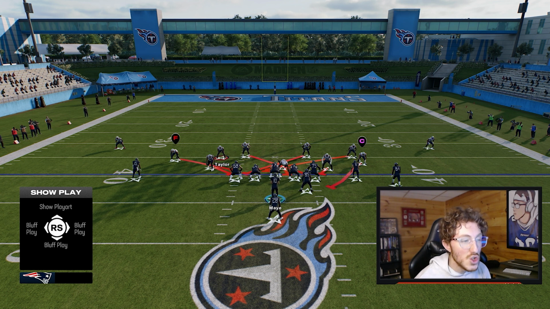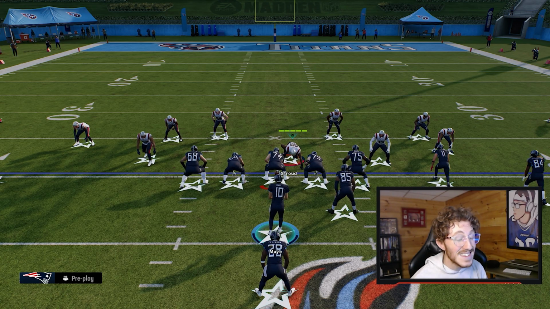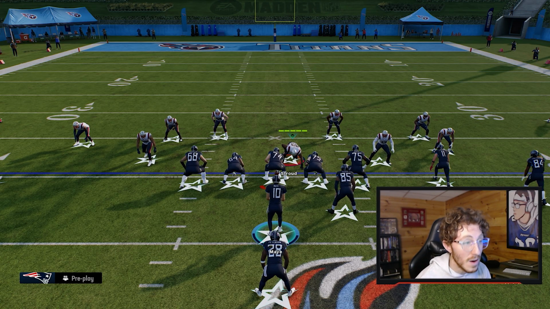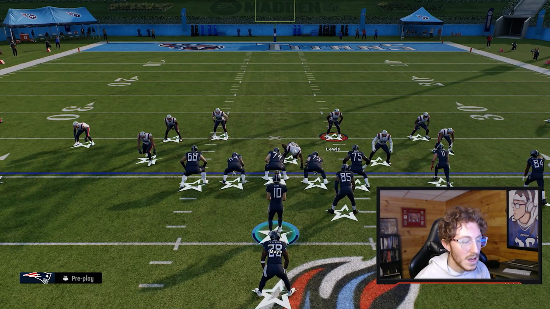So what we want to do when we see this specific formation is we want to run opposite of where this D tackle is shaded. And it's not really because that D tackle is over here. It's more so because this safety is not in the run fit and he's not going to be able to play very effectively against the run. And I'll show you exactly what I mean.